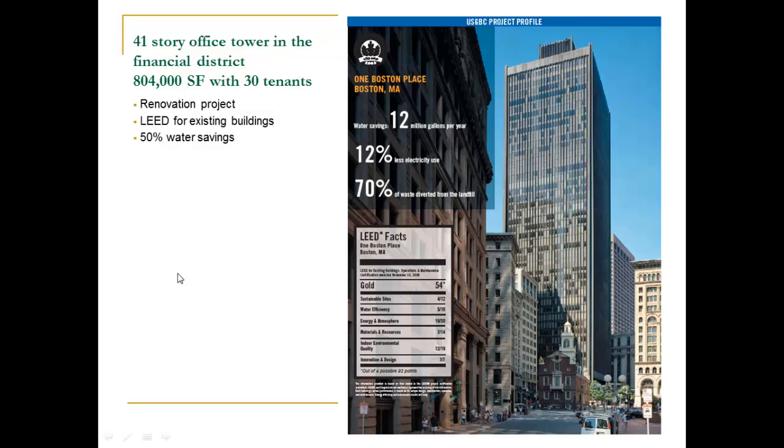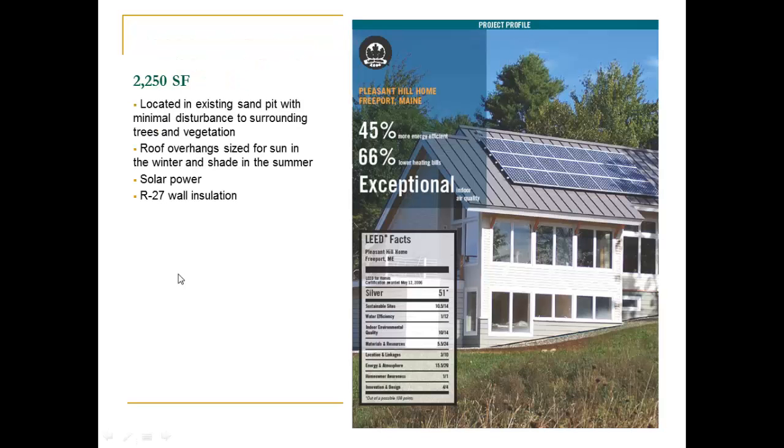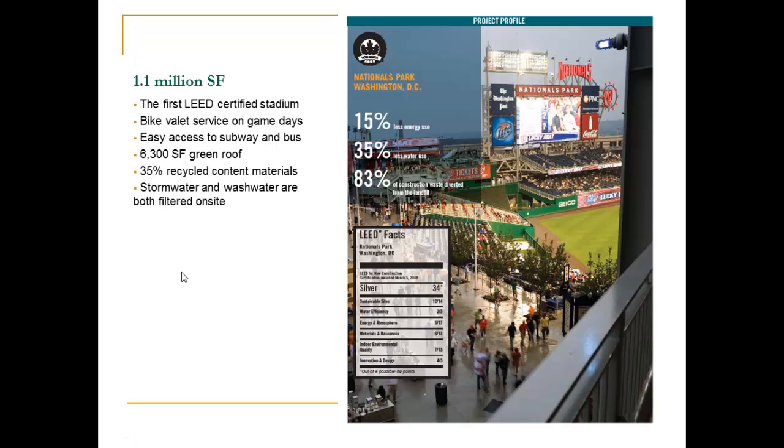Another one, you can again read through this stuff yourself. Here's some residential type structure, could be a doctor's office. Solar power gets points. Orientation. They talk about, here's the Nationals Park, which is a LEED certified stadium, has bike valet service on game day. So if you bring your bike, you can have somebody park it for you. Easy access to subway and the bus. 6,300 square feet of green roof.